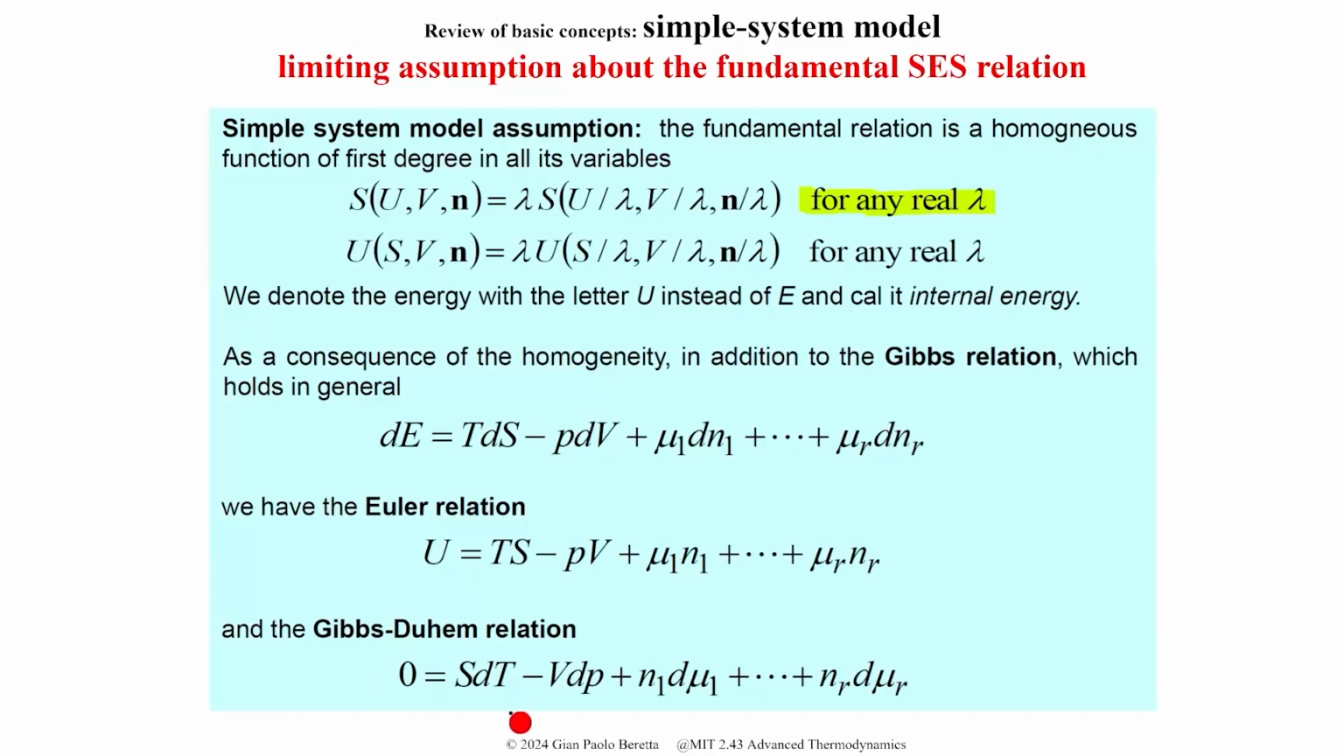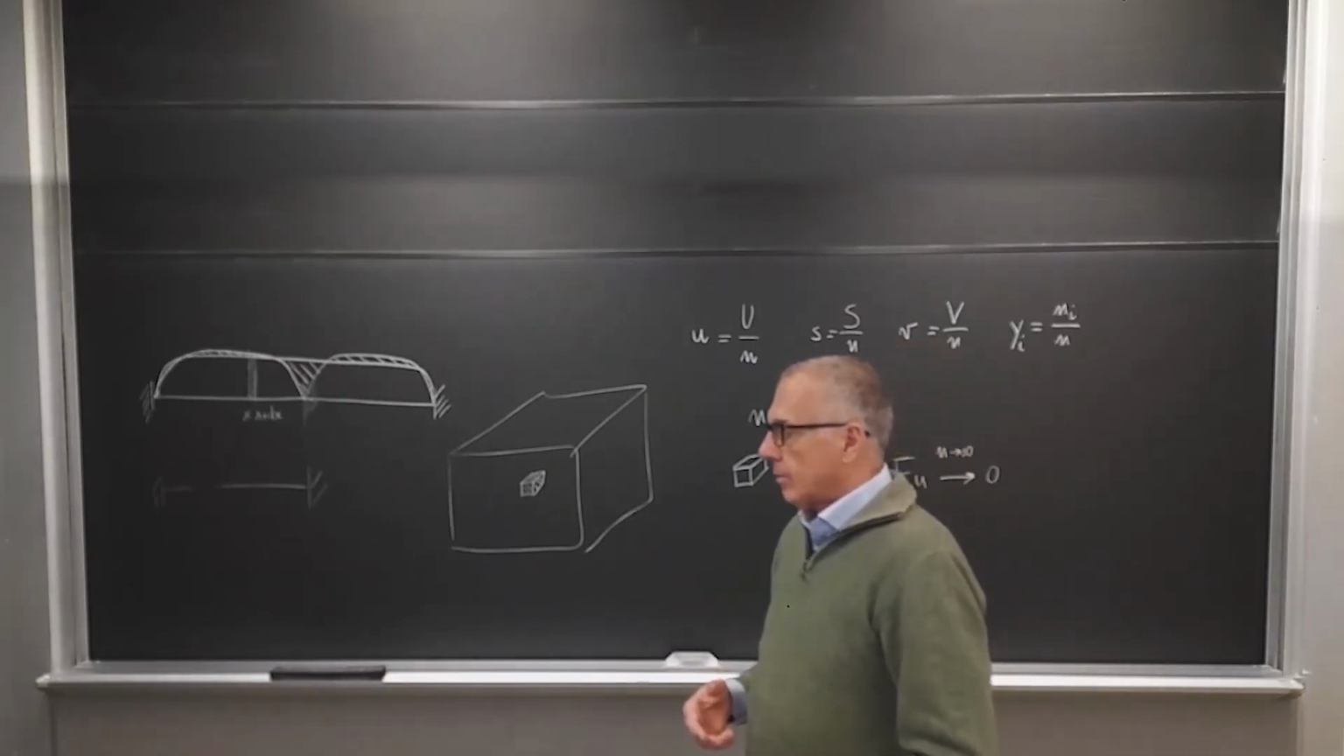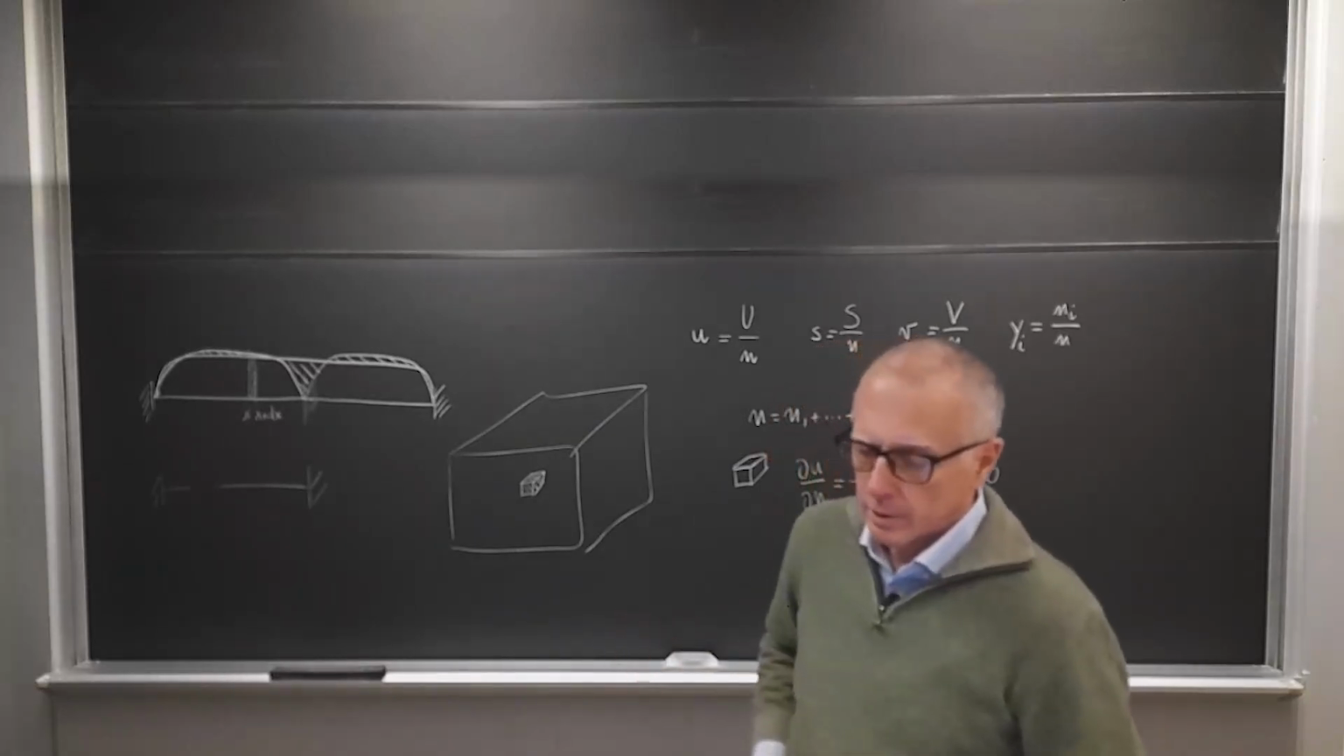It's a relation in which you see the independent differentials are temperature, pressure, and the chemical potentials. So these are the properties that determine the conditions for a virtual equilibrium.